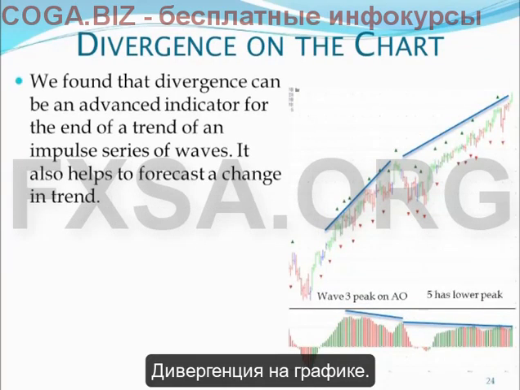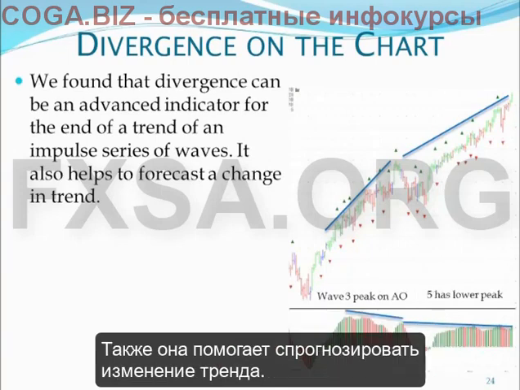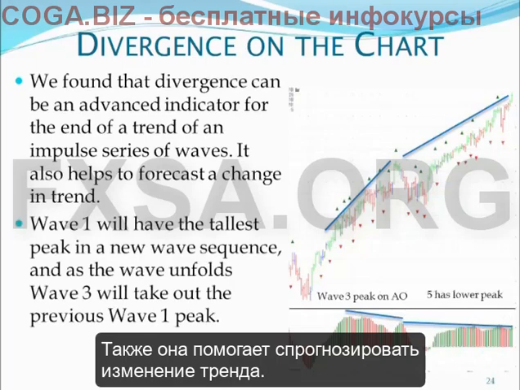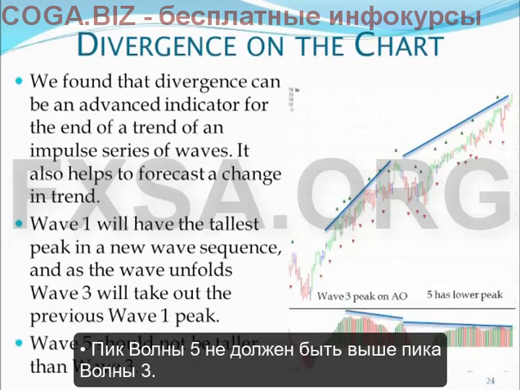Divergence on the chart. We have found that divergence can be an advanced indicator for the end of a trend in an impulse series of waves. It also helps to forecast the change of trend. Wave 1 will have the tallest peak in a new wave sequence, and as the wave unfolds, wave 3 will take out the previous wave 1 peak. Wave 5 should not be taller than wave 3.